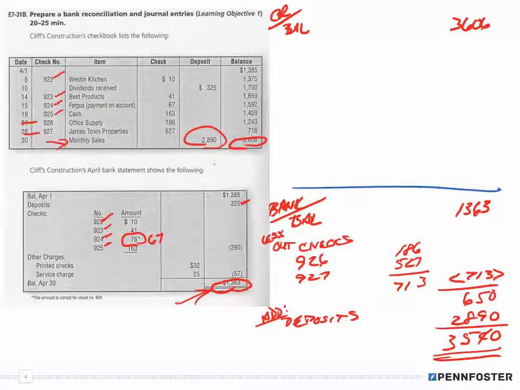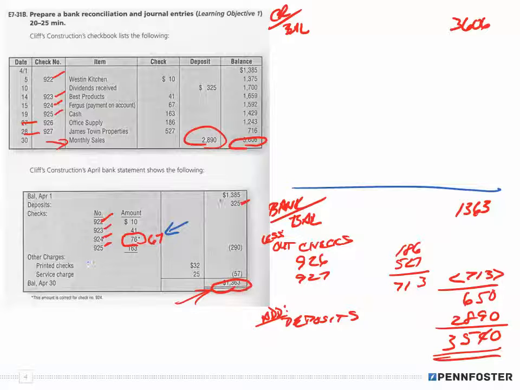Now, I have to go in the opposite direction, and let me do this in blue here. I'm going to say, okay, what is on my bank statement that I don't have on my check register? Well, we know that we have an error right here. So we're going to have to consider that, but I'll do that last because that's just a little more complicated.